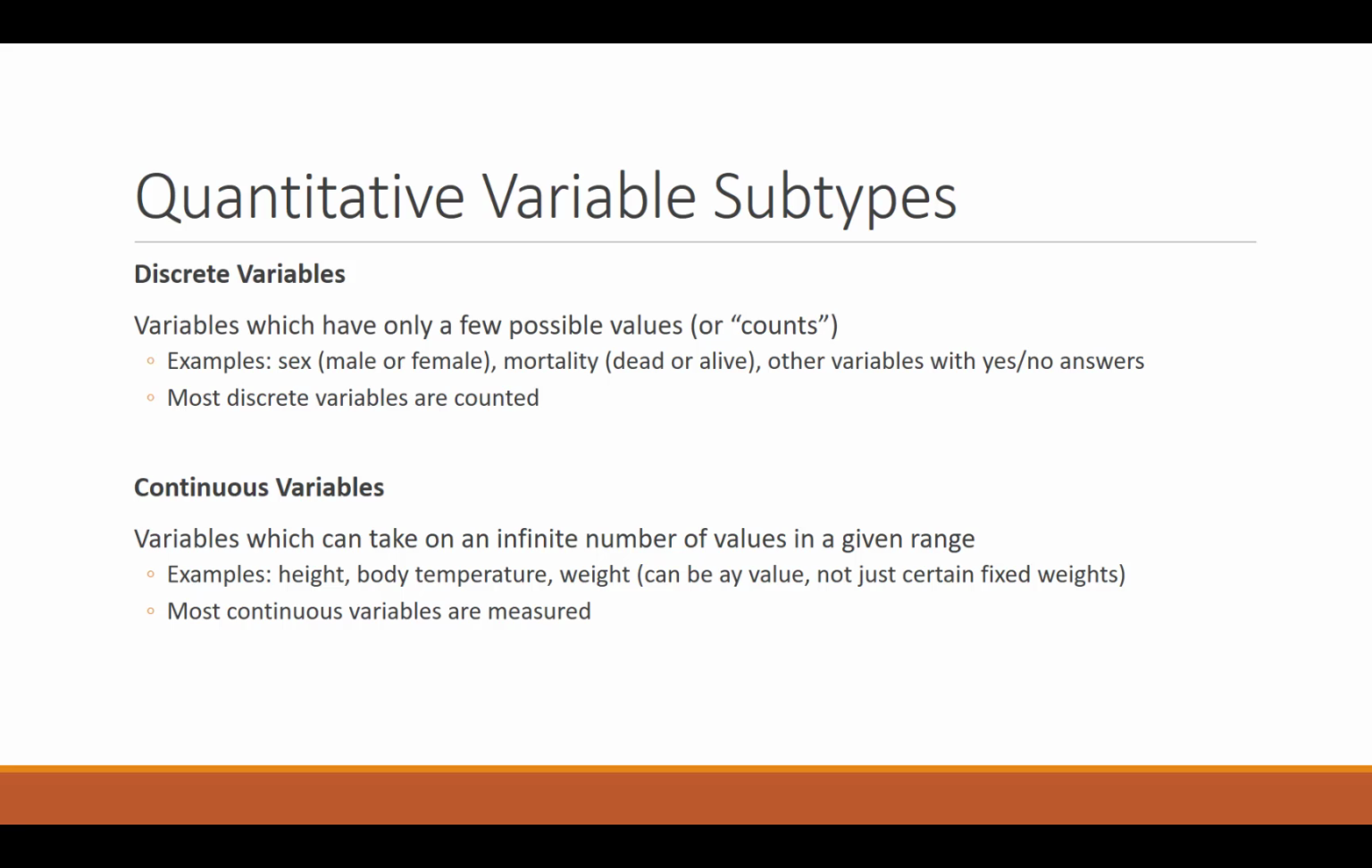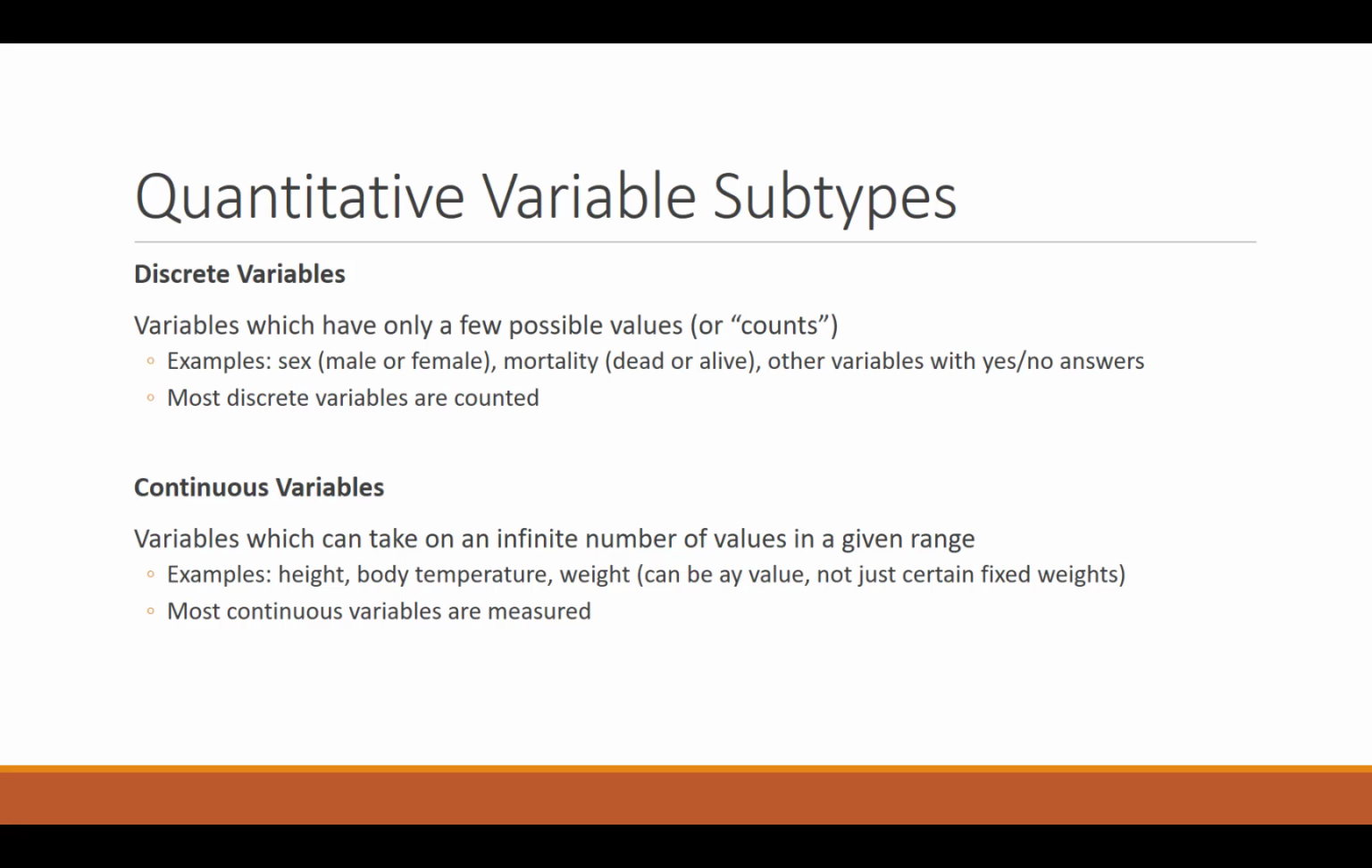Mortality, you're either dead or you're alive. And there are a lot of other variables used in the medical literature with yes or no answers, such as was a patient readmitted at the hospital within 30 days of discharge, yes or no. Most discrete variables are counted. Discrete variables can also come in the form of survey responses on a scale of 1 to 5. How much do you agree with this statement? So you only have 5 discrete values which that variable can be for each patient.